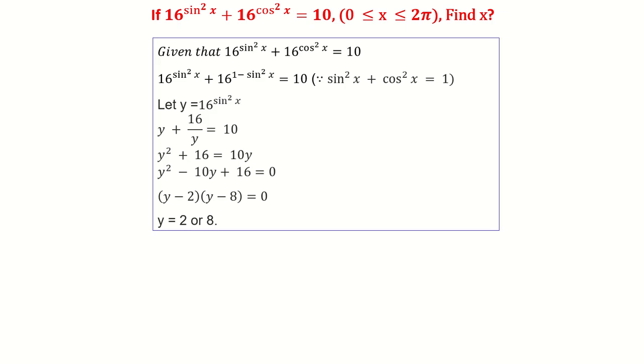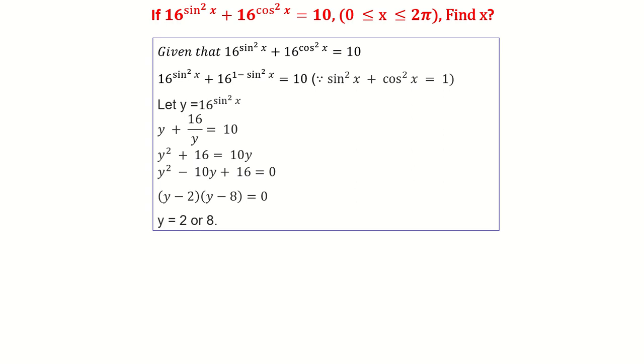Okay, so given that 16 to the power of sine square x plus 16 to the power of cos square x equal to 10. We can write cos square x as 1 minus sine square x, so it will become 16 to the power of sine square x plus 16 to the power of 1 minus sine square x equal to 10. So just for simplification, let y equal to 16 to the power of sine square x. Then it will become y plus 16 by y equal to 10.